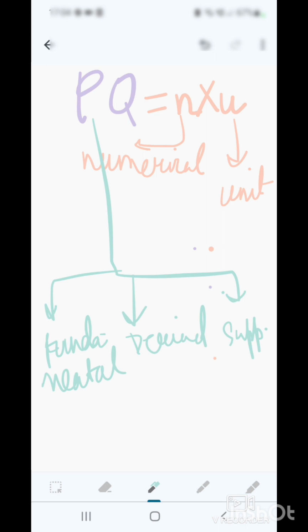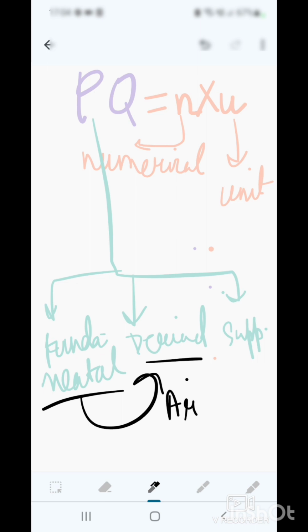First of all, a fundamental physical quantity is one which doesn't depend on any other physical quantity, which is independent of any other one. And the next, derived, is actually derived from fundamental quantities, for example area, velocity, volume, everything. After that, supplementary physical quantities include solid angle and plane angle. Solid angle does not have any dimension, and the plane angle is represented by theta, so it's simple.